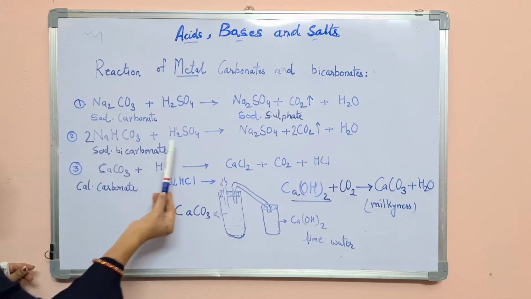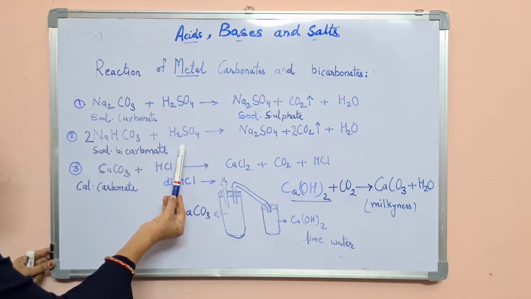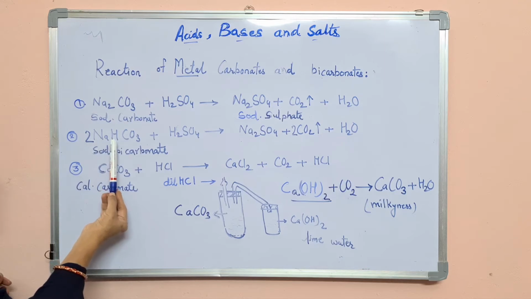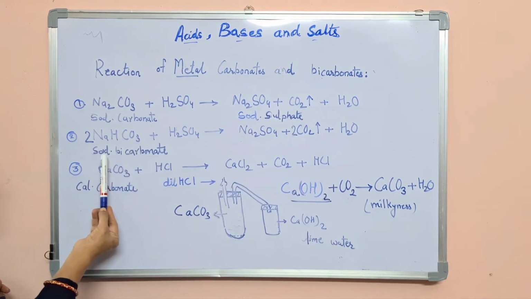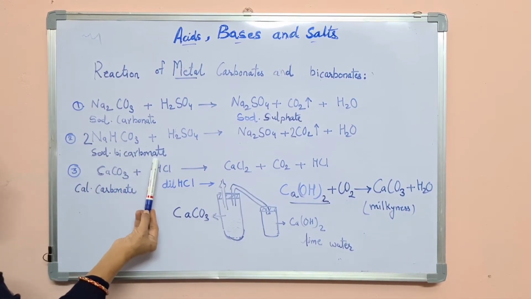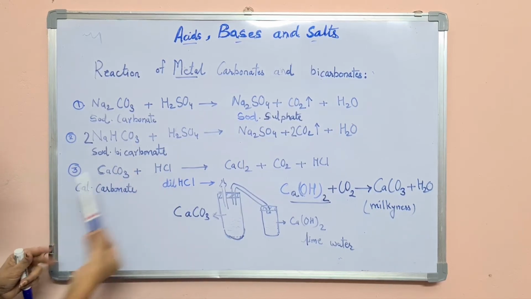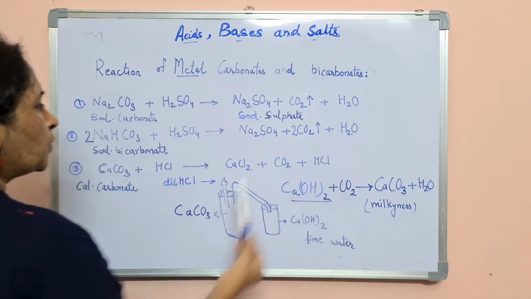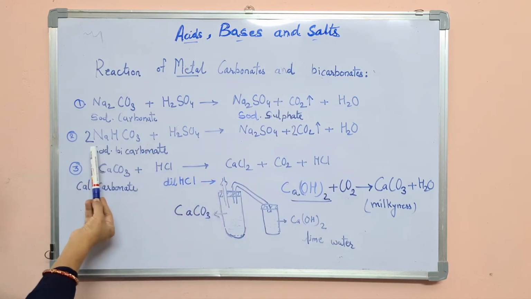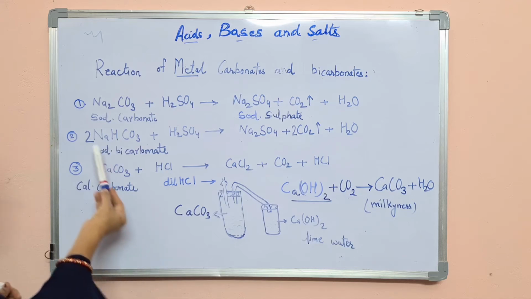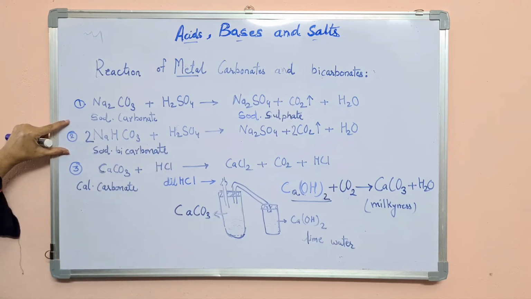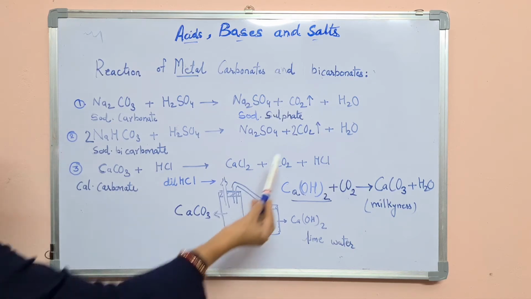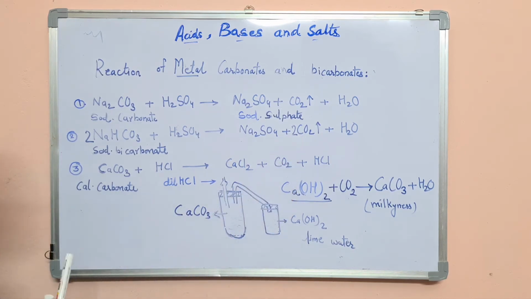In the next step, I have taken the same sulfuric acid. Sulfuric acid reacts with sodium hydrogen carbonate, also known as sodium bicarbonate. It forms the same sodium sulfate, carbon dioxide and water. You have to balance the reaction. In the first chapter, in the 10th class, we already studied how to balance a chemical reaction. So here also the evolution of carbon dioxide gas takes place.